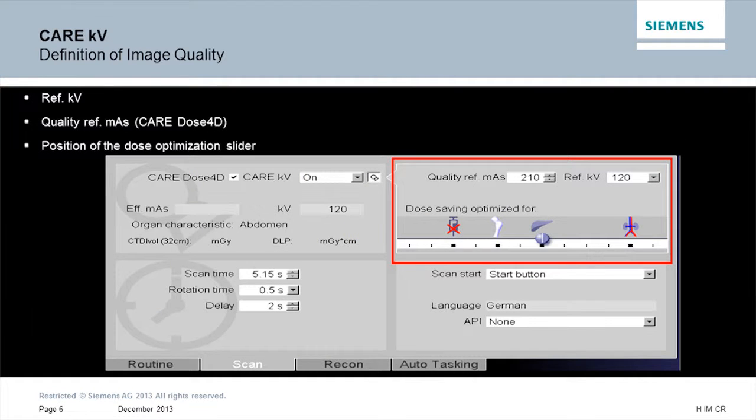You can see the actual user interface of Care KV. You essentially give it a sense of what your reference kV and your reference mAs should be. And this will vary based on your application. If you're doing low dose lung, you're going to set those values low. If you're doing contrast enhanced liver, you're going to set those values in a different fashion.